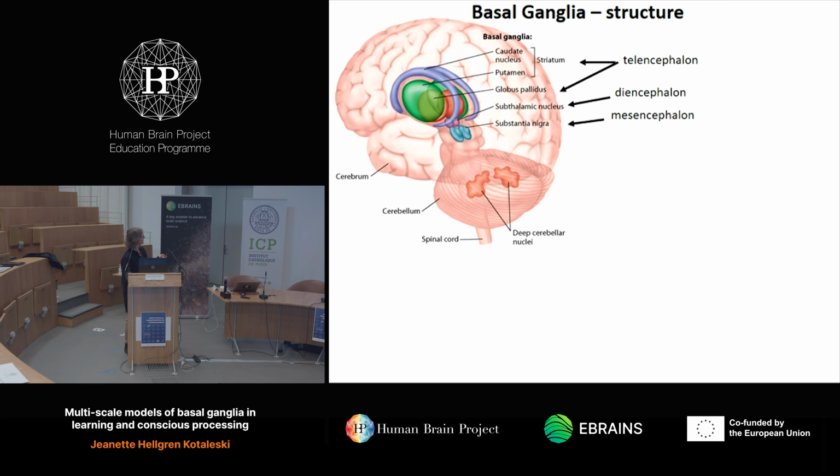And we have another output nucleus, which is very similar in function and projection to the output stage of the globus pallidus, and this one is called substantia nigra and sits in the midbrain. And there we also have substantia nigra compacta, which is dopamine neurons.